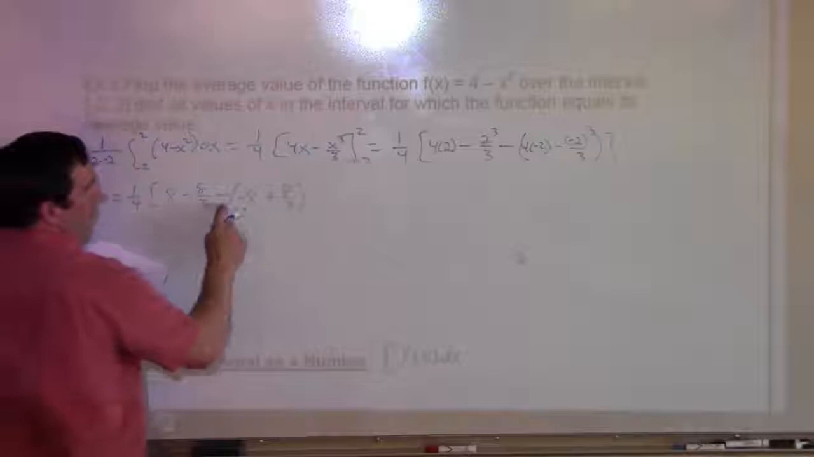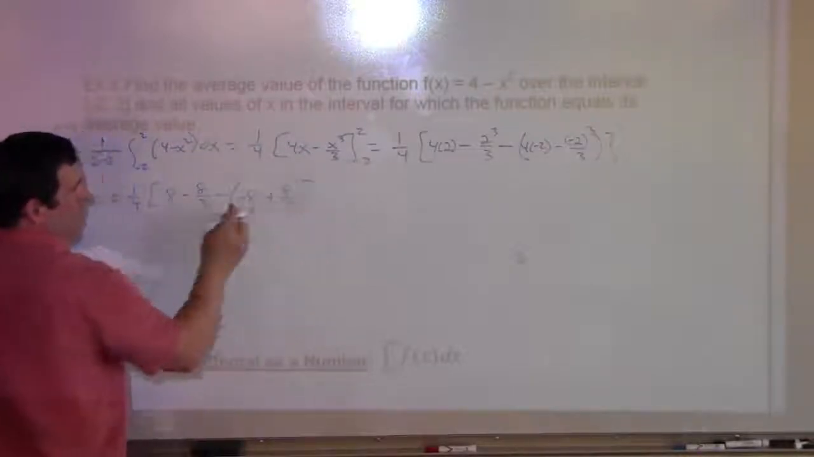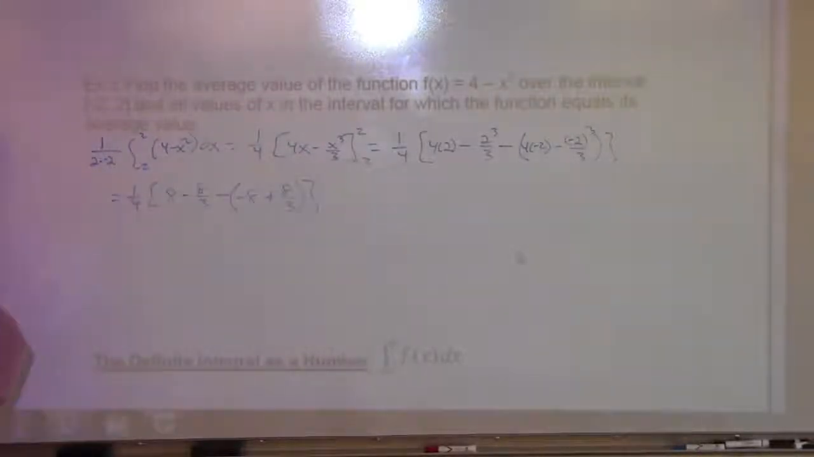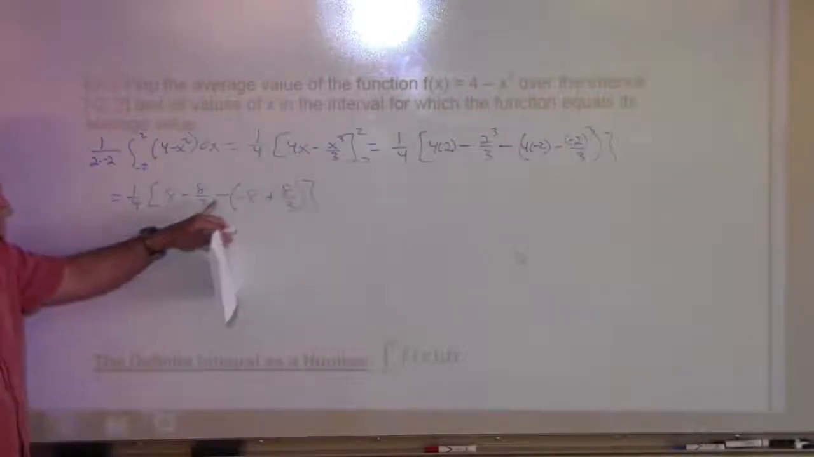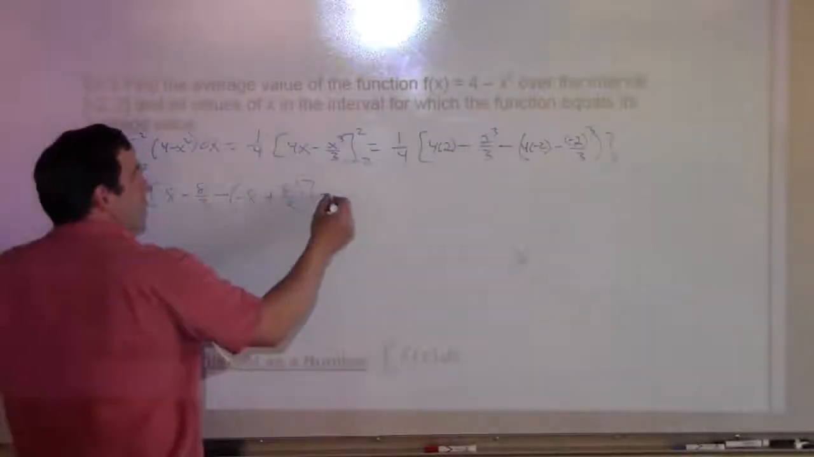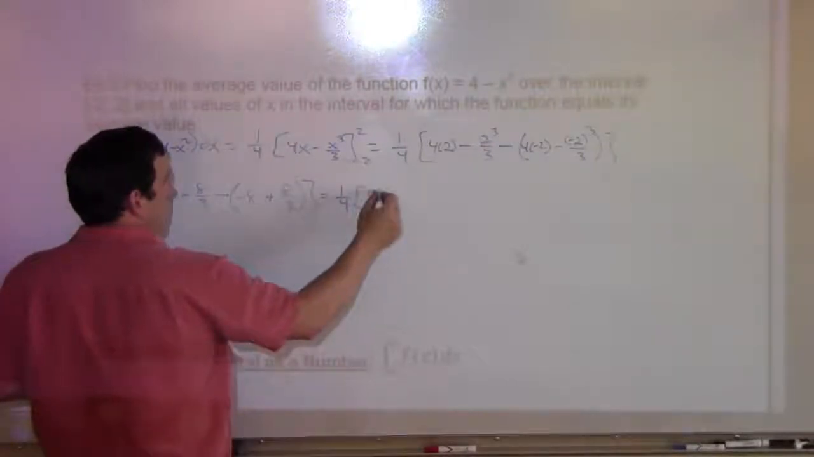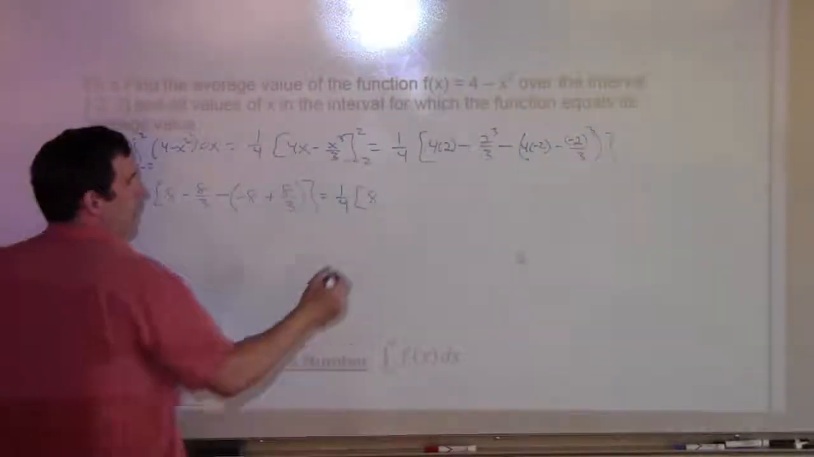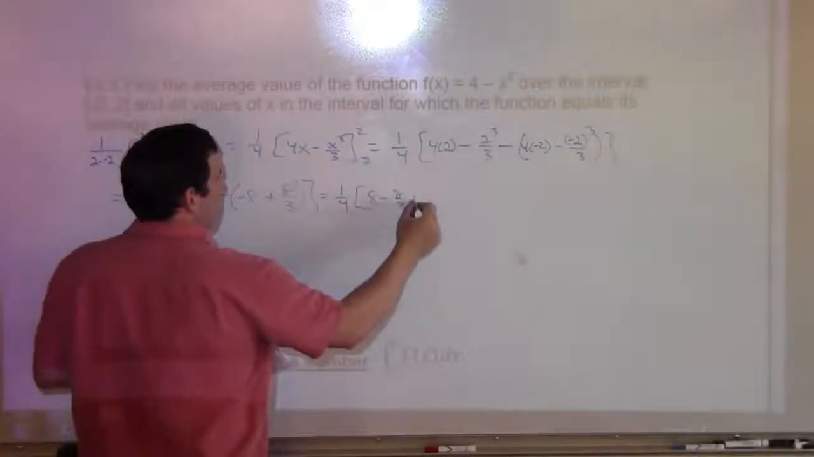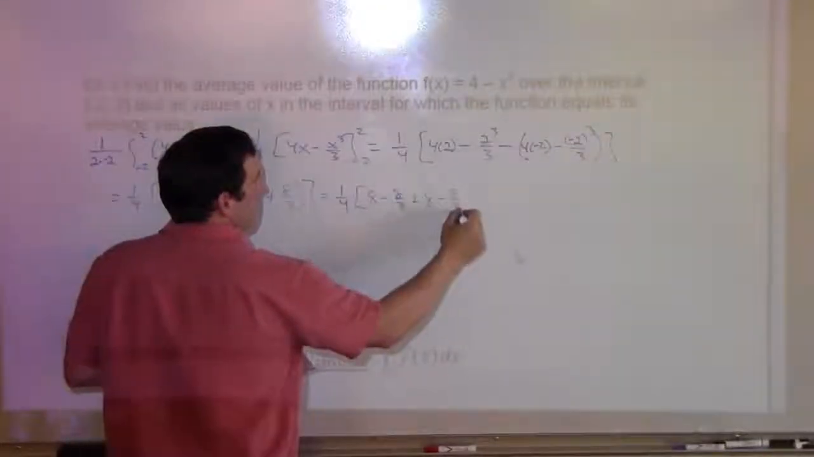So it's a minus in that quantity. This negative will need to be distributed. So just be aware of that when you're doing your integrals, your definite integrals. You're going to have to distribute the negative. This is 1/4 times what? 8 minus 8/3 plus 8 minus 8/3.